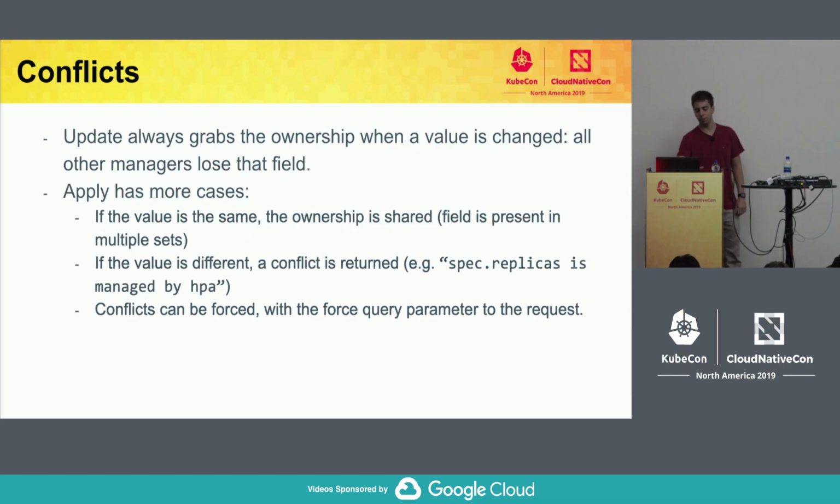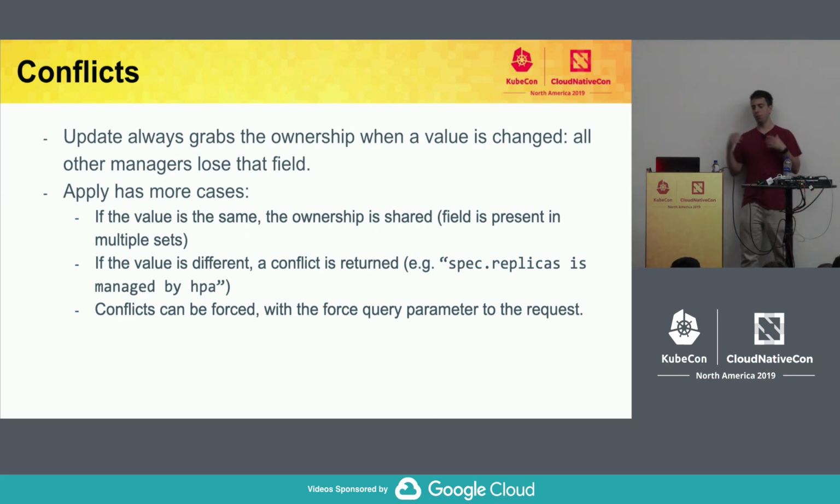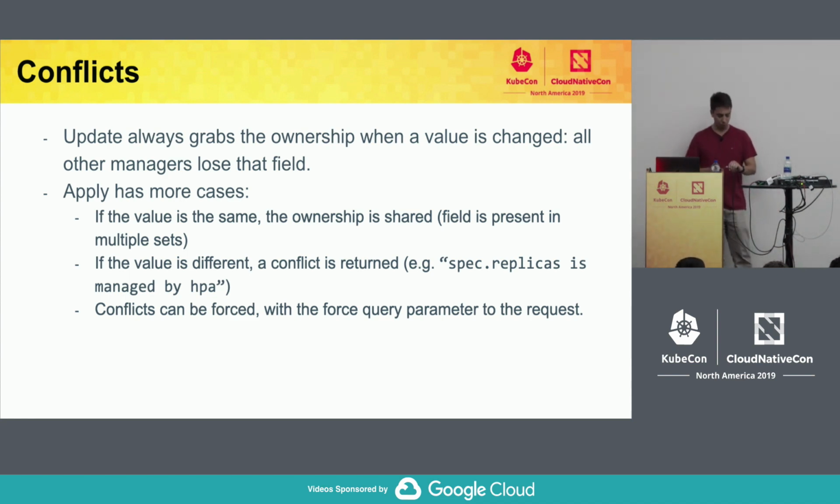And yeah, so conflicts. When you do an update, so if you modify the object or send a patch, which is the case for most controllers, we are going to automatically grab the ownership of the fields. That is because we don't want to break backwards compatibility. So if a controller is used to update or send a patch, it's going to have to succeed. It can't fail now. So we're always going to change the ownership of the field. So if I'm the HPA and I'm trying to change the replica of an object, anytime I change this replica, I'm going to own that field.